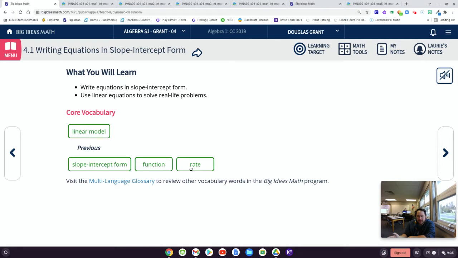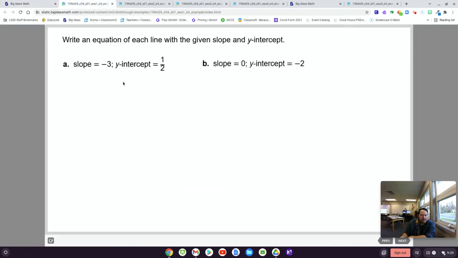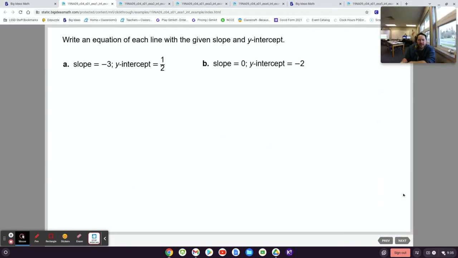Rate is another word for slope or rate of change. Linear model will be being able to write a situation as y equals mx plus b. Let's jump into it. So first one, straightforward. Sometimes they'll tell you the slope and y-intercept, you have to write the equation. So if the slope is -3 and the y-intercept is 1/2, what is the slope-intercept form? What is the y equals mx plus b form of that equation?